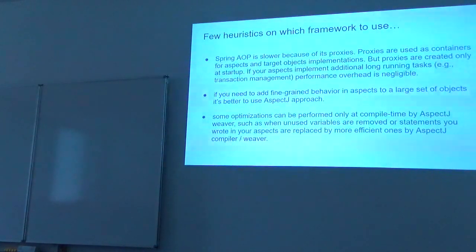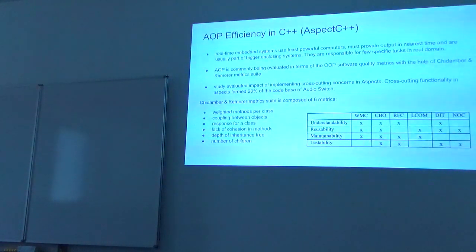One advantage of AspectJ is that at compile time it performs a few optimizations. Some optimizations can be performed only at compile time by AspectJ, so that is one advantage. These optimizations are, for example, that unused variables are removed or statements you wrote in your aspects are replaced by more efficient ones by the AspectJ compiler weaver itself. So that's about these heuristics, and then we are going to move slightly on to the real use cases.